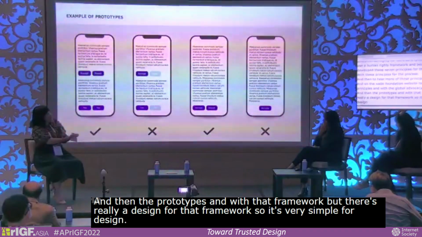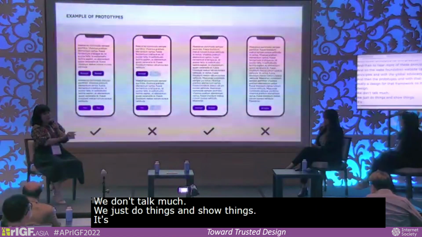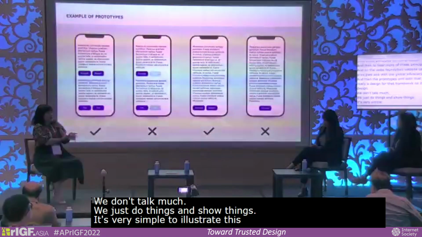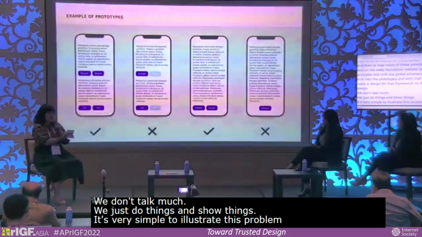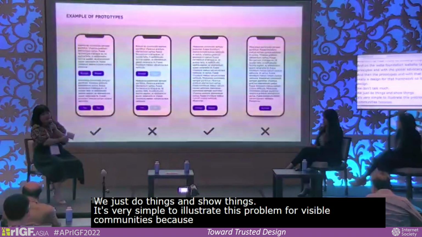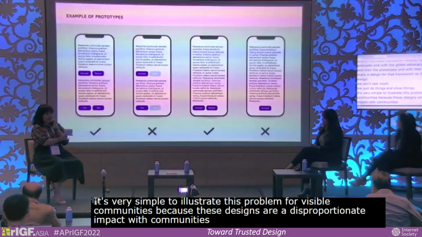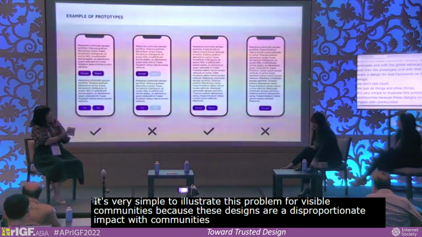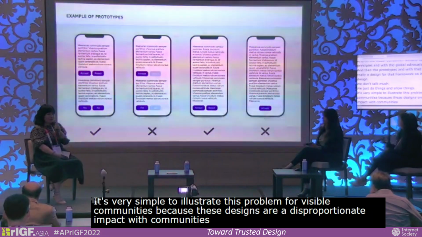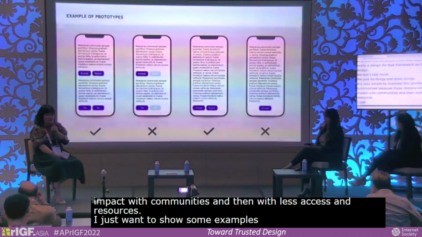We just do things and show things. So it's very simple to actually illustrate this problem with visuals or other aids for disabled communities, because all of these designs have a disproportionate impact on communities with less digital literacy, less connectivity, and less access and resources. So we just want to show some examples for the prototype, and we're developing thorough prototype libraries of this.